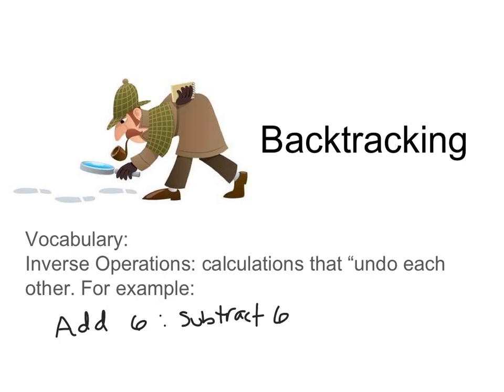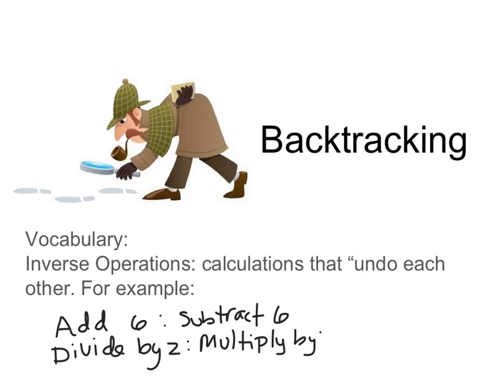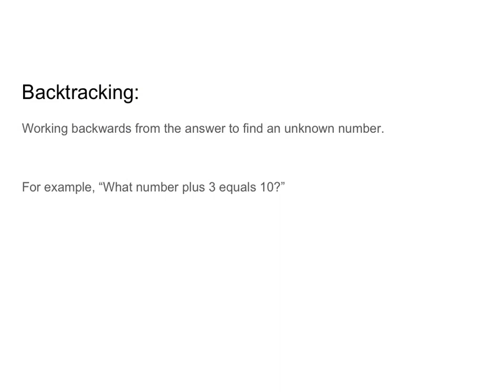If the original operation was to divide by 2, then the inverse operation would be to multiply by 2. There are other examples of inverse operations, but those are the main ones that we're going to be using in this unit. So backtracking is the process of working backwards from the answer to find an unknown number.